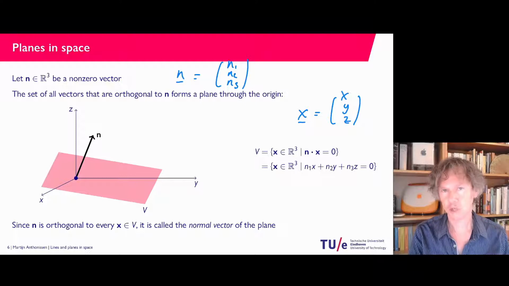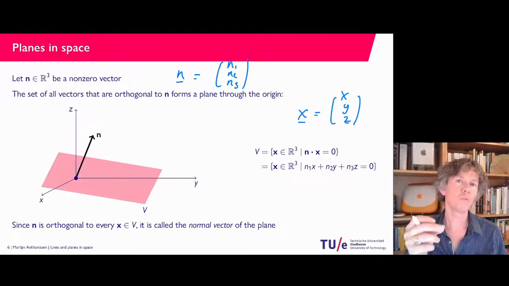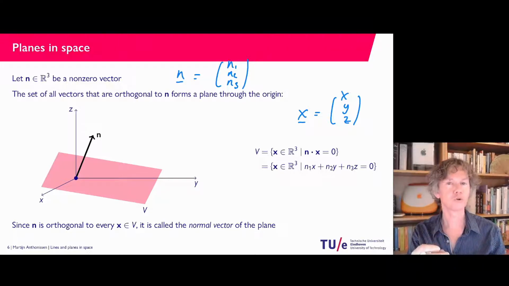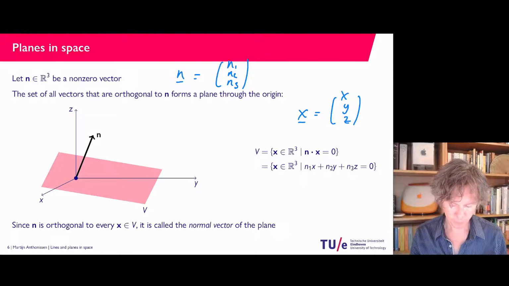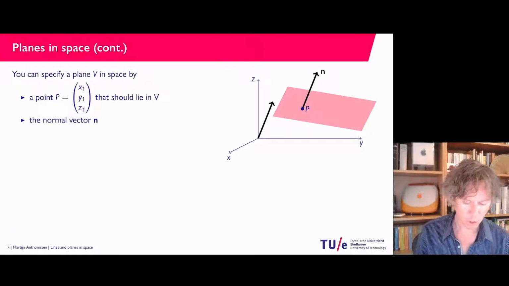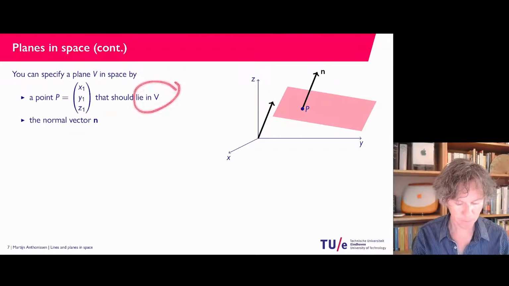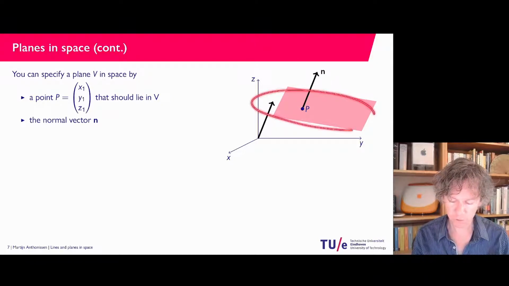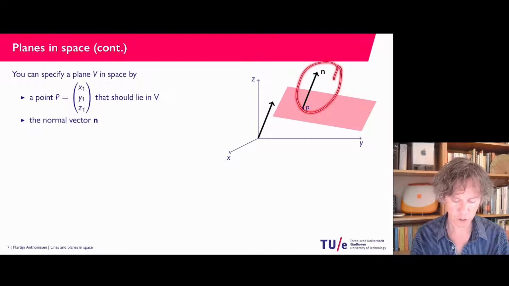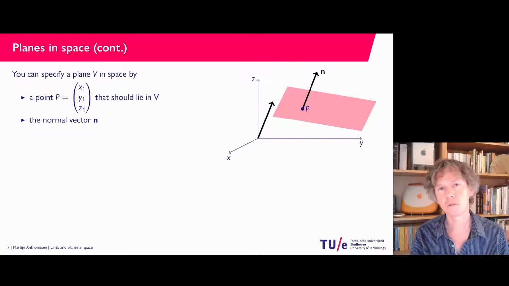Now, if you want a general plane in space, a plane that does not necessarily go through the origin, then you have to specify an additional point. If you give one more point that you want the plane to go through, plus such a normal vector, then you have the full equation. So let's do that. I'm going to pick a point P now that should lie in the plane. In the plane I call that V. Then basically what you do is you translate the normal to this point P, and then every single vector here is orthogonal to this n vector. So this is the full equation.